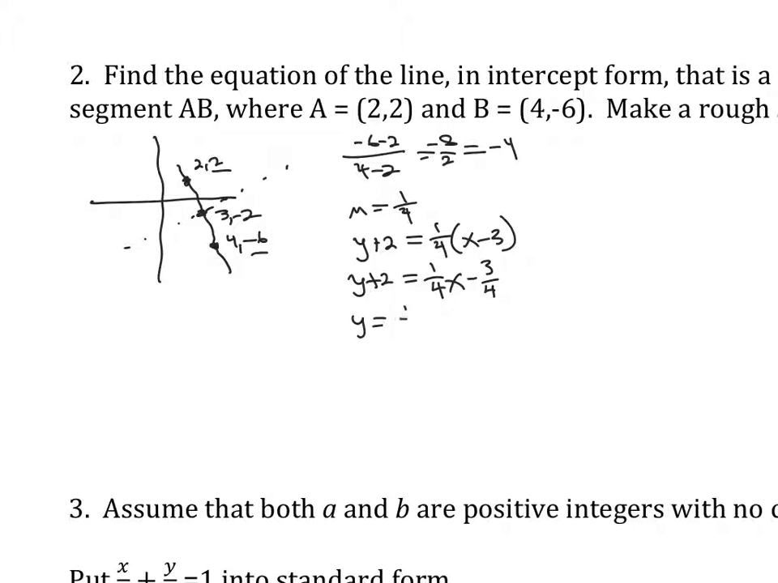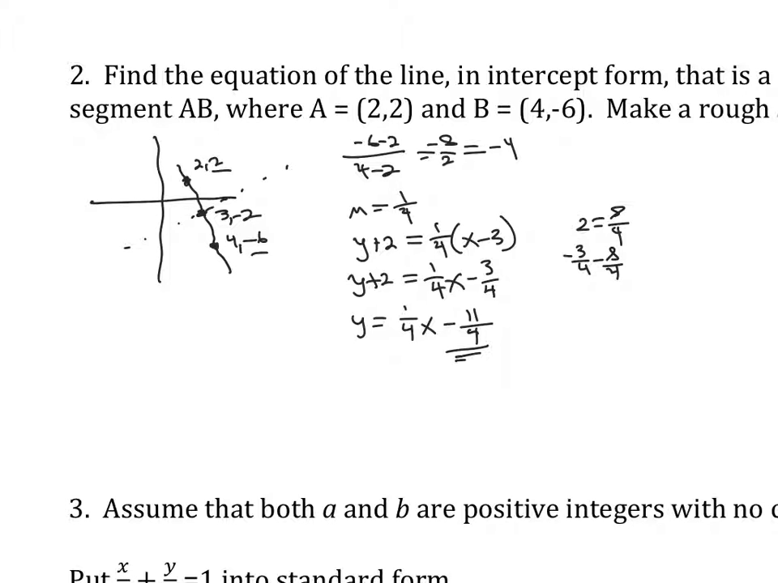and then we subtract 2 from both sides, we get y is equal to 1/4 x minus 3/4 minus 2, and 2 we know is equal to 8/4. So we're going to get minus 3/4 minus 8/4. So that's going to give us minus 11/4. So that actually is our y-intercept.